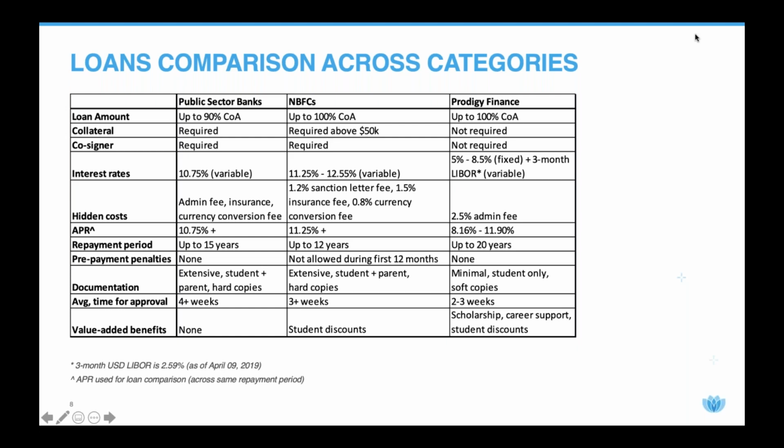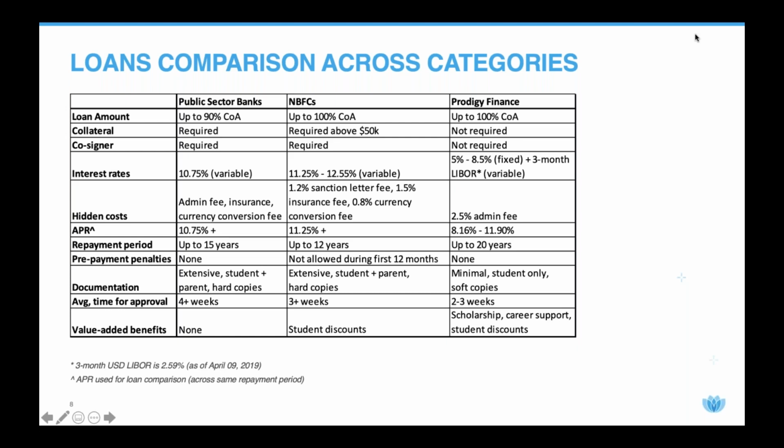APR is not your rate of interest. APR will always be greater than your rate of interest because it accounts for the additional cost of taking a certain service. We spoke about repayment and prepayment penalties. Repayment periods are up to 20 years with Prodigy Finance. You can see the other two in the description here on the left. And prepayment penalties are none for public sector banks. And for NBFCs, you're not allowed to prepay for the first one year.